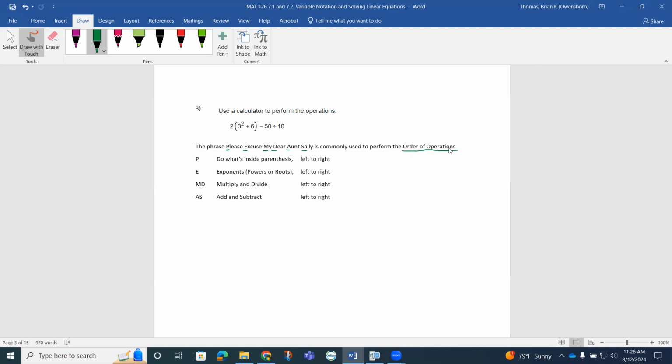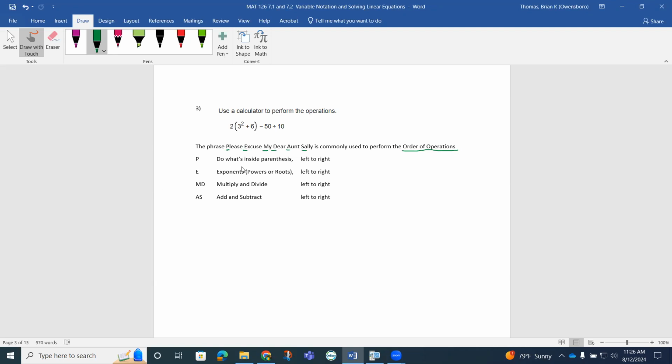So remember, when we talk about operations, we're talking about adding and subtracting, multiplying and dividing. We also have what's called exponents and radicals, or roots, if you will. And we also have a way to change the operations, which is to use parentheses.